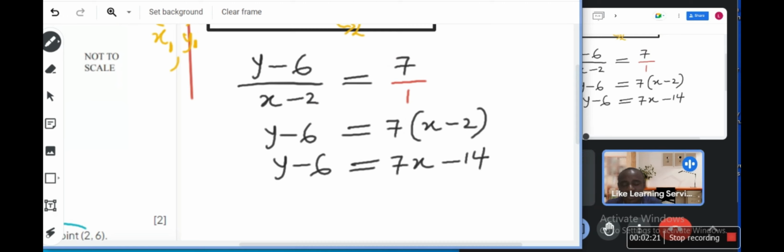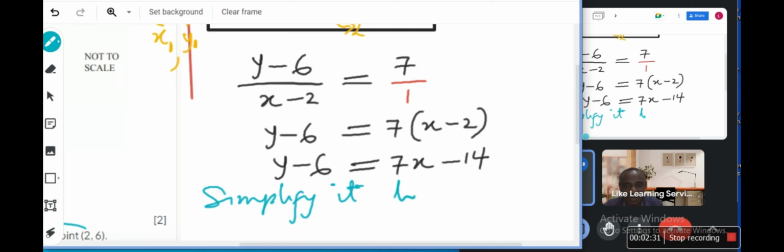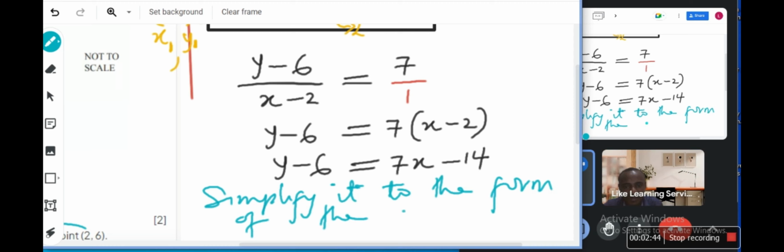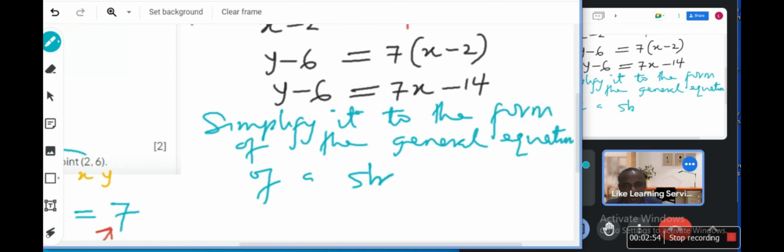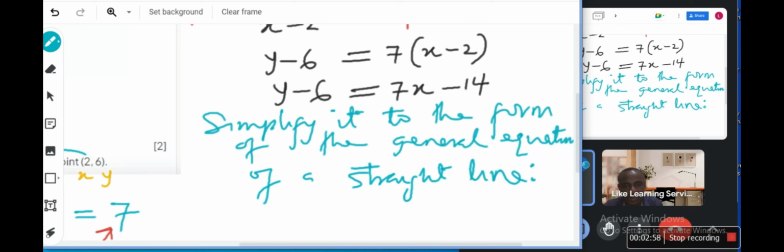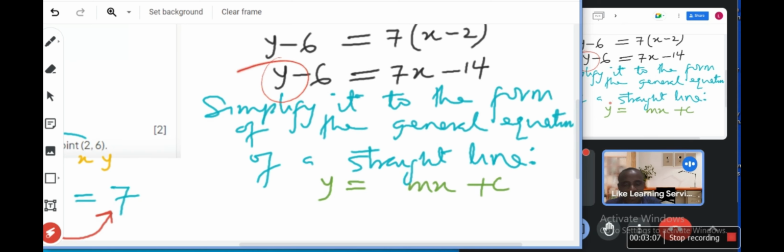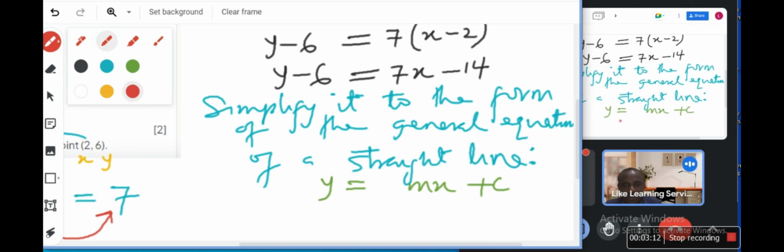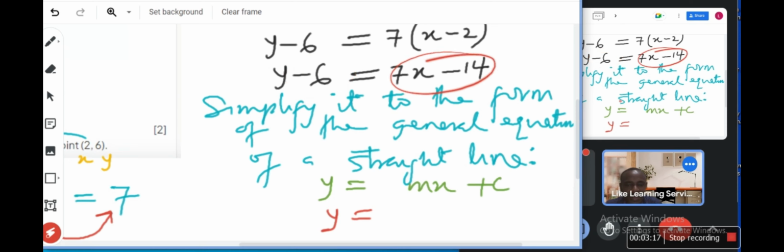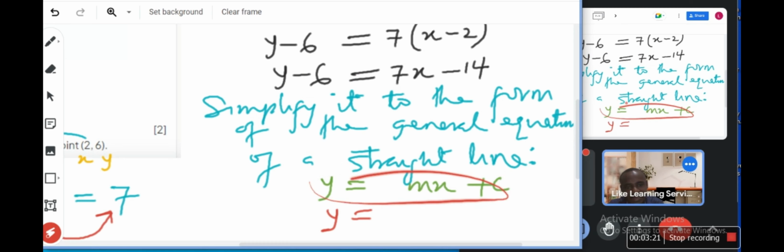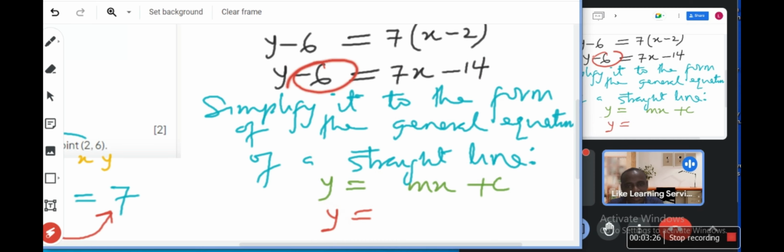So just simplify, because the general equation of a straight line is y equal to mx plus c. What I'm asking is simplify it to the form of the general equation of a straight line, which is y equal to mx plus c. All you need to do is let y stay alone, make y the subject of the formula. Every other thing goes to the other side.